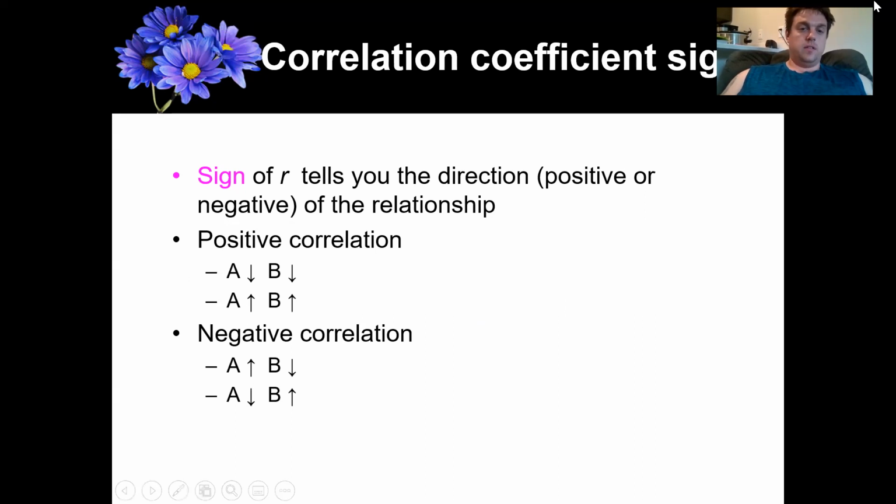So here's another illustration of that. Again, if the R is positive, that means that as A goes down, B goes down, and as A goes up, B goes up. They're both heading in the same direction. Negative would mean that, again, they go in opposite directions. So as A goes up, B goes down. A goes down, B goes up, opposite.